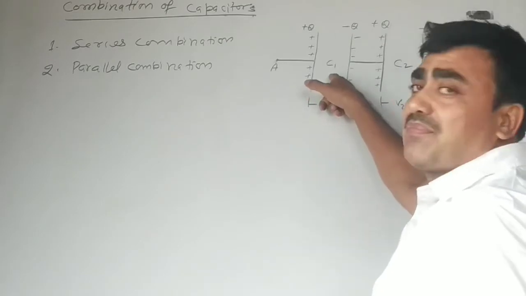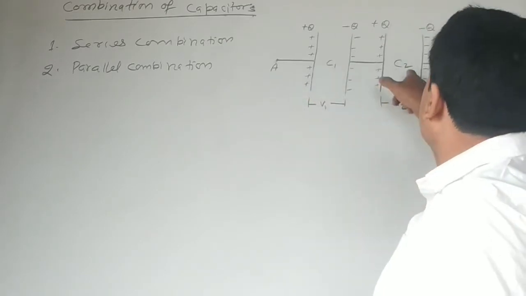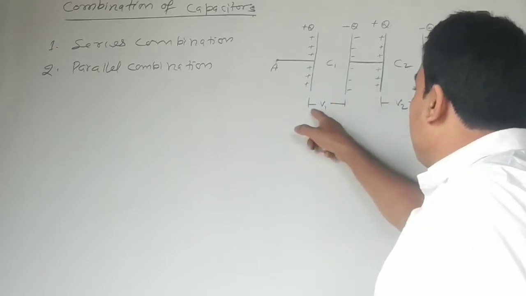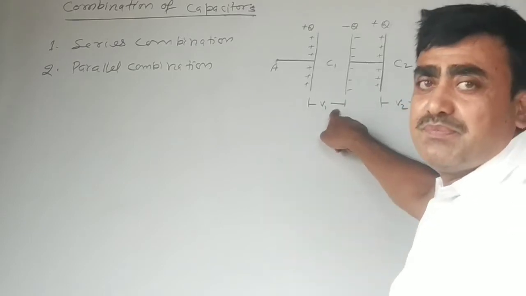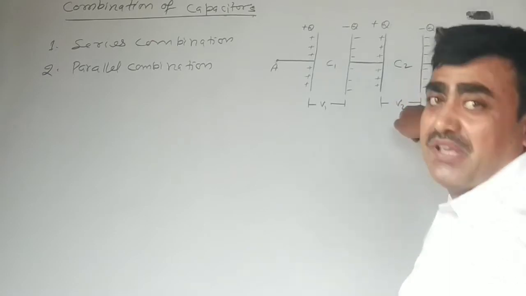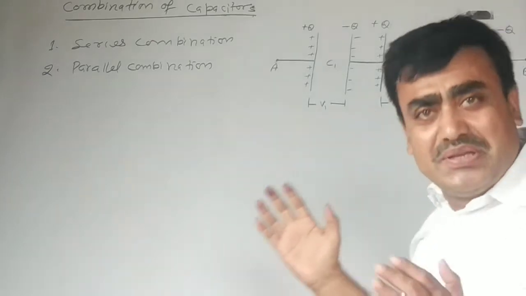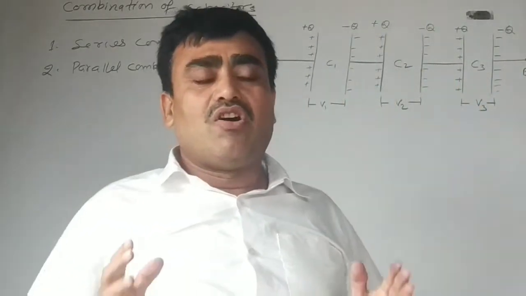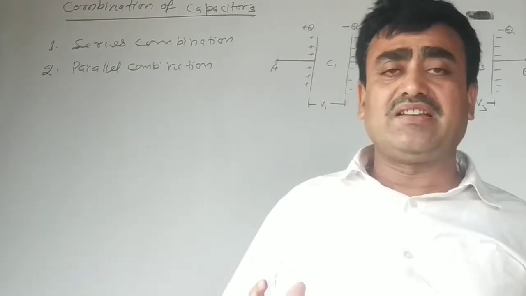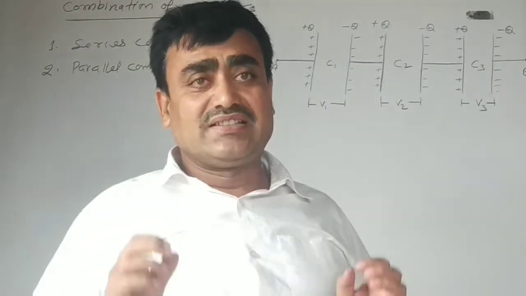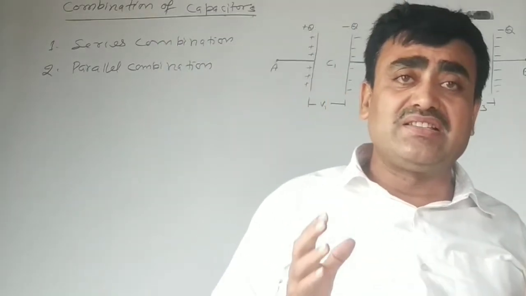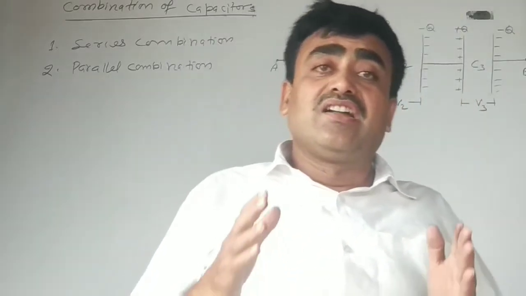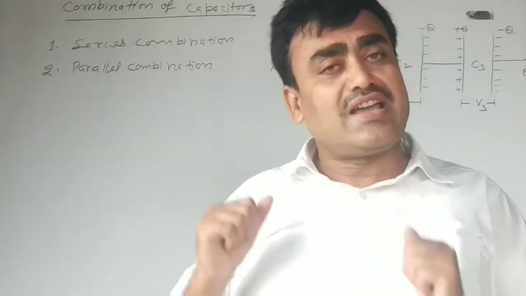Like this, this is the capacitor C1, this is the capacitor C2, this is the capacitor C3. Potential difference of C1 is V1, C2 is V2 and C3 is V3. But in parallel combination, all capacitors are connected between two common points such that the same amount of potential difference is obtained by each capacitor, but charges are different for the different capacitors.